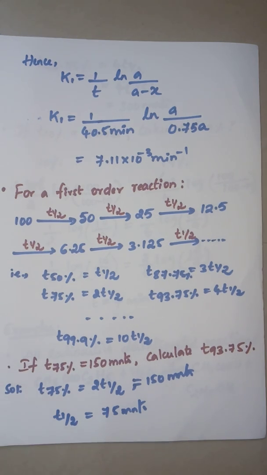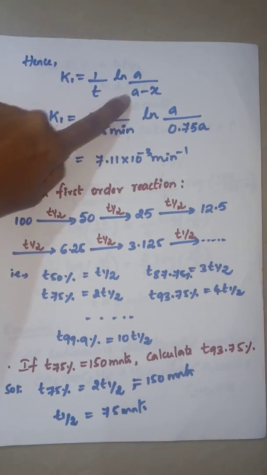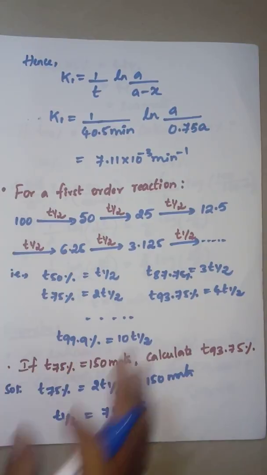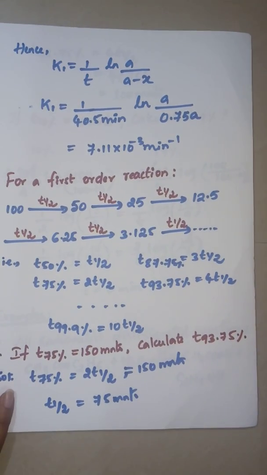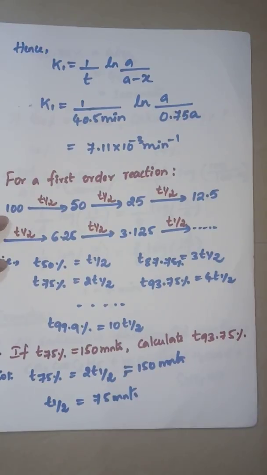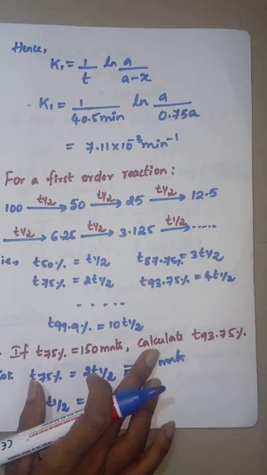Is it clear? So you're just replacing: the 25% is decomposed, the left out you are writing in the place of a−x, that is 0.75a. So a gets cancelled, and if you solve the whole equation, you will get your answer, the rate constant 7.11 × 10^−3 minute inverse. Right. Now this is one particular thing which you should know, a very basic thing when you talk about first order reactions, because based on this also you can expect a 2 marks question.